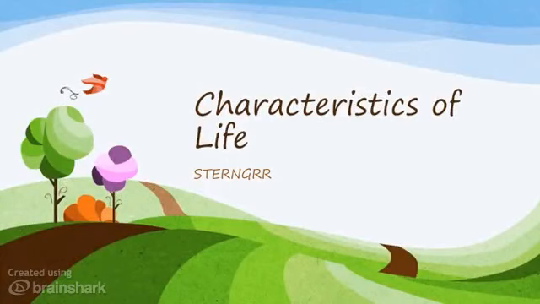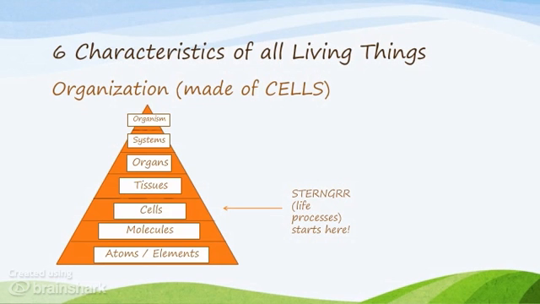Today I'm going to be helping you to complete the graphic organizer to summarize information on the characteristics of life. Your graphic organizer can be found in your student handbook. It is titled Characteristics of Life and Life Processes. We're going to start by making sure you understand the organization of a living thing.